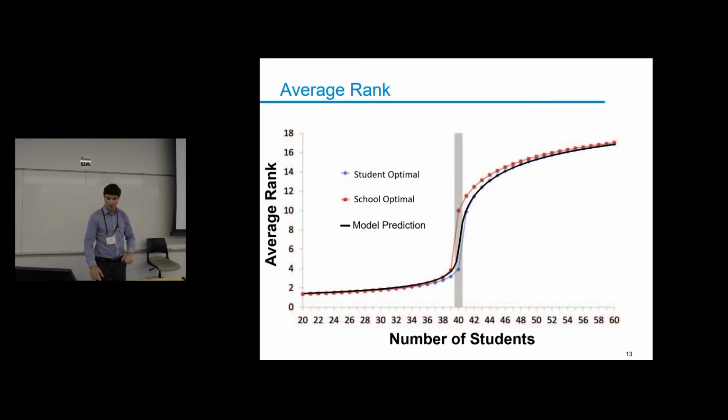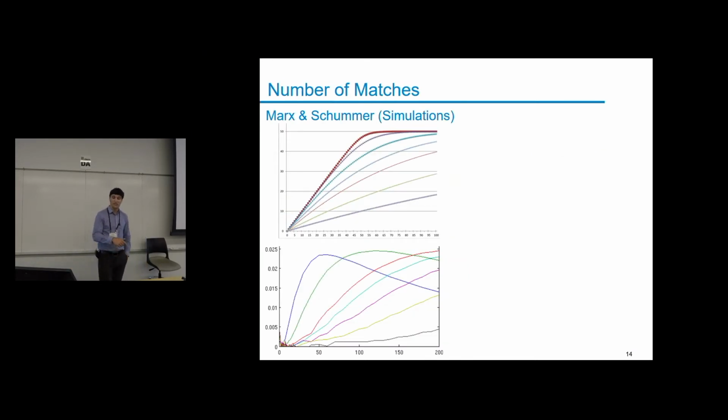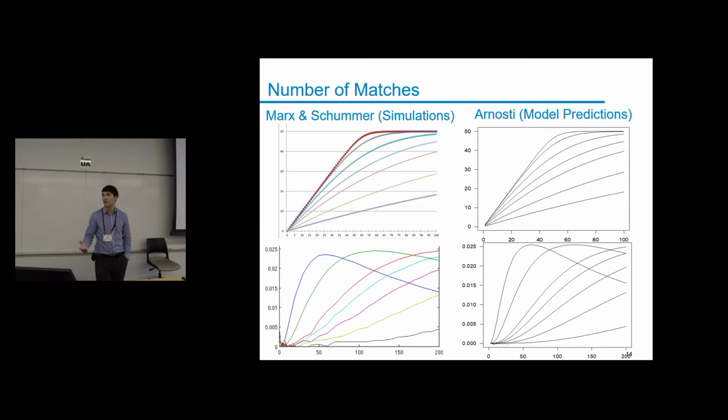So we get very accurate predictions on average rank. And we can also do the same for, for example, the number of matches. Here are some simulation results from another paper by Marx and Schummer. And here are the corresponding predictions for my model. And again, they match very well. So sort of proof by picture, at least, this model seems to be making very accurate predictions in settings where we didn't previously have analytical results.